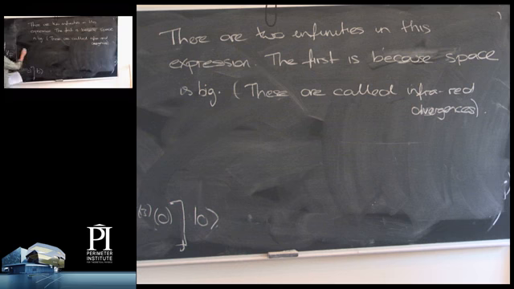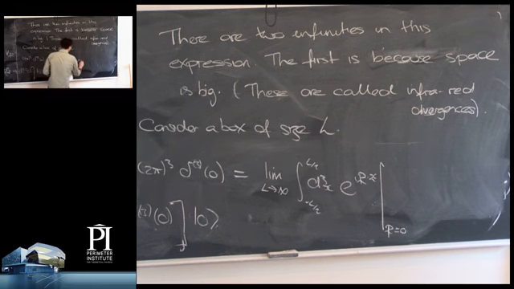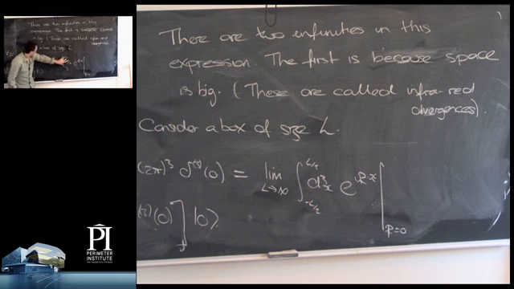Let's consider a box of size L. And let's look at the definition of this delta function in such a box. Eventually we're going to take our box to infinity. So this infinite delta function is defined in the following way, where you take the size of the box to infinity. But if this is 0 here, if this is 1 because p is 0, then it's very clear what this is. This is just the size of the box.